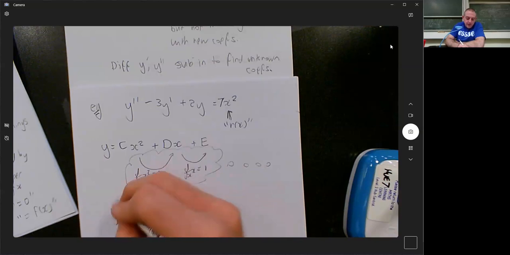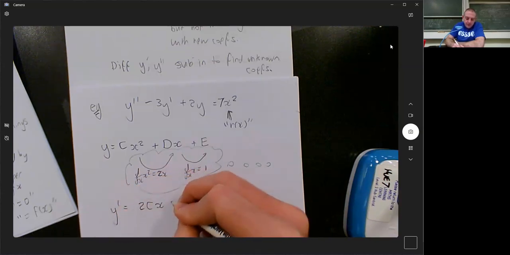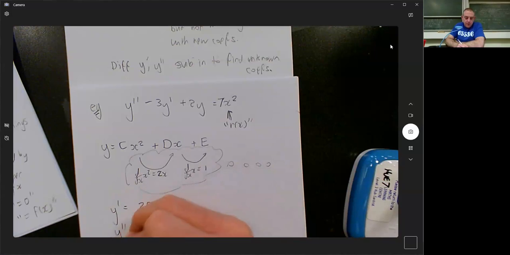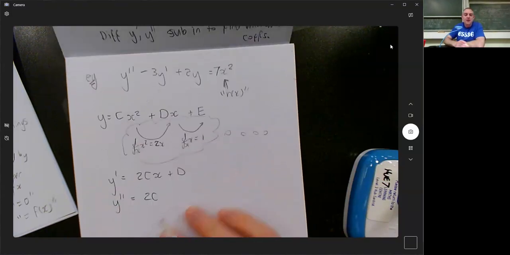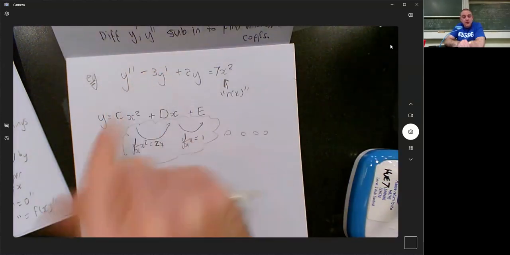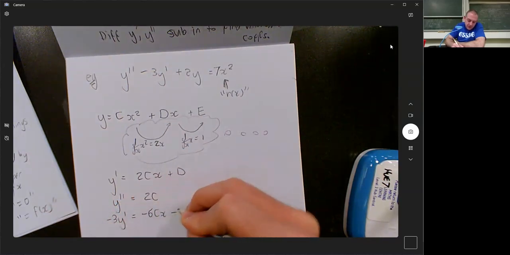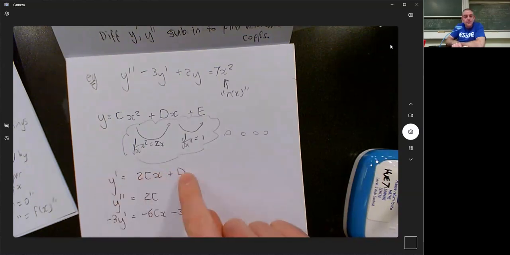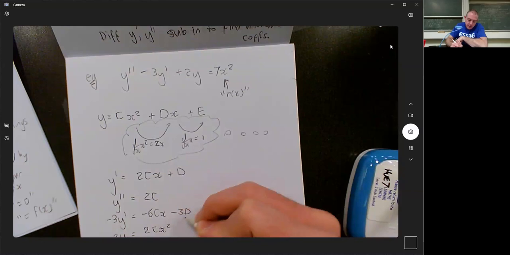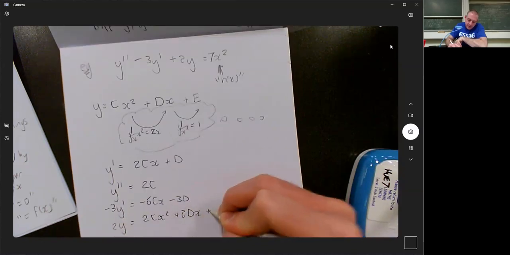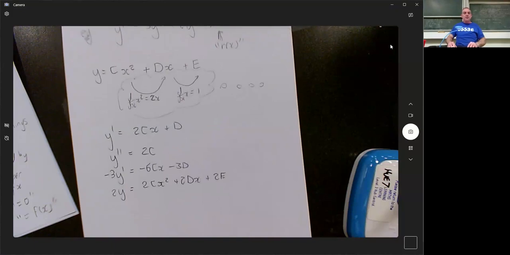And so I would do y dashed, and that would be 2cx plus d, and then y double dashed, and that would be 2c, and then I would sub them all in. So y double dashed is 2c, minus 3 lots of y dashed is minus 6cx minus 3d, just multiplying this one by minus 3. And 2 lots of y is 2cx squared plus 2dx plus 2e. And all of this is supposed to come out to be equal to 7x squared.